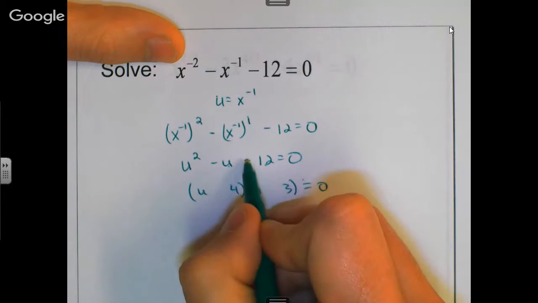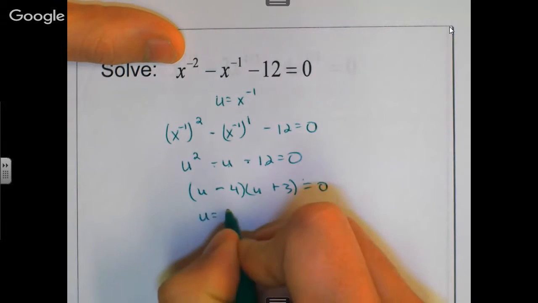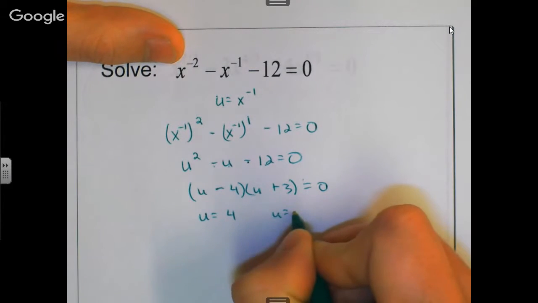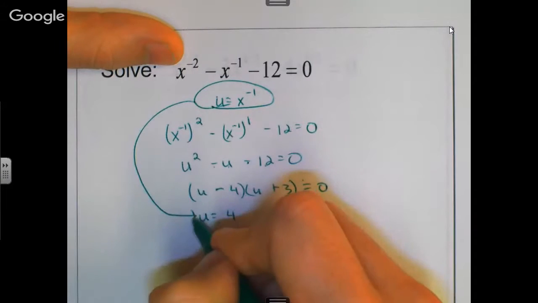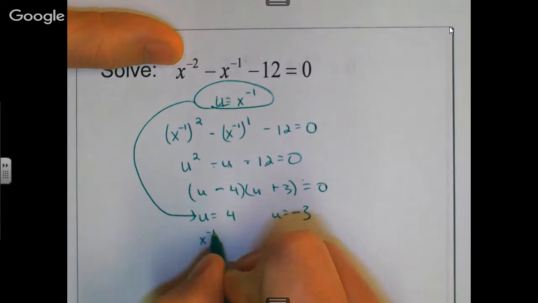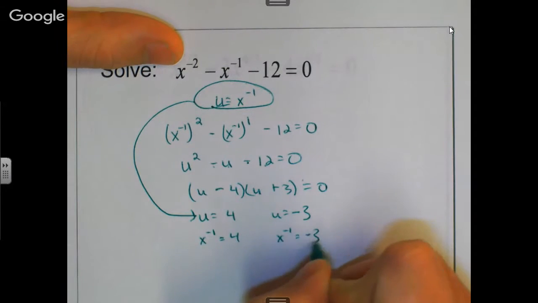The signs are different. The bigger one is negative. So u equals 4 and u equals minus 3. We'll plug this back in down here. x to the minus 1 equals 4. x to the minus 1 equals negative 3.